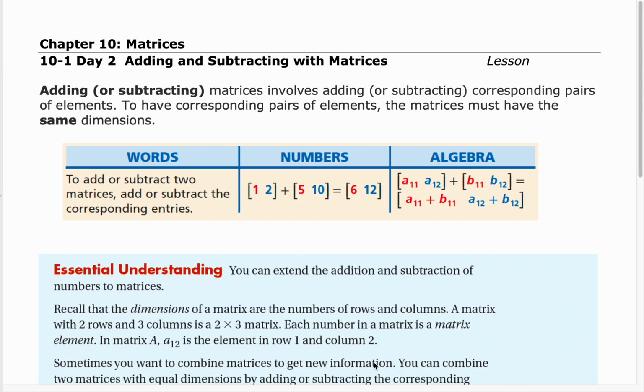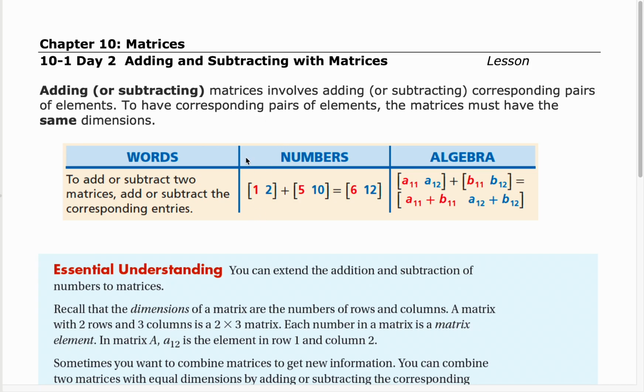Today is video 10.1, day 2, adding and subtracting with matrices. Adding or subtracting matrices involves adding or subtracting corresponding pairs of elements. To have corresponding pairs of elements, the matrices must have the same dimensions. So here's a little example. To add or subtract two matrices, add or subtract the corresponding entries.